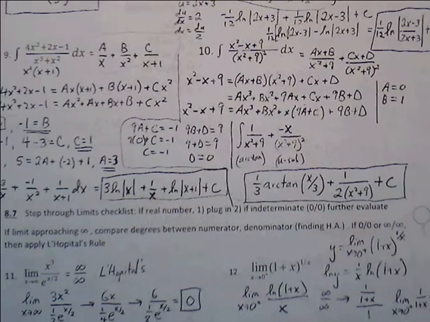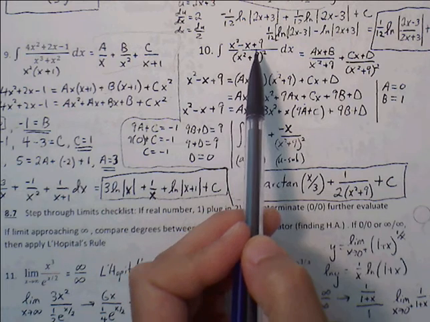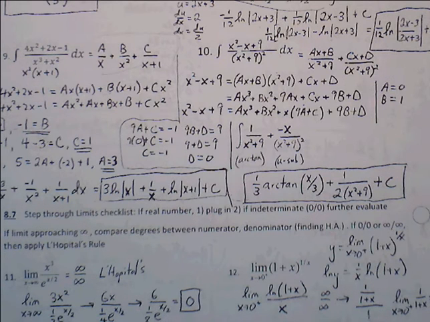All right, number 10. Notice we have x squared minus x plus 9 all over x squared plus 9 quantity squared. Notice that first off, we can't expand, and u substitution is not going to quite work out for us. So again, we're going to go through partial fraction decomposition.